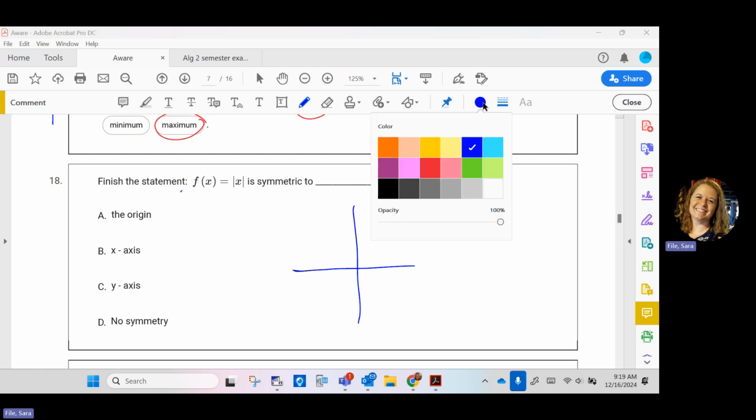For line symmetry, it's a fold. So here's our XY axis. Here's the absolute value function.